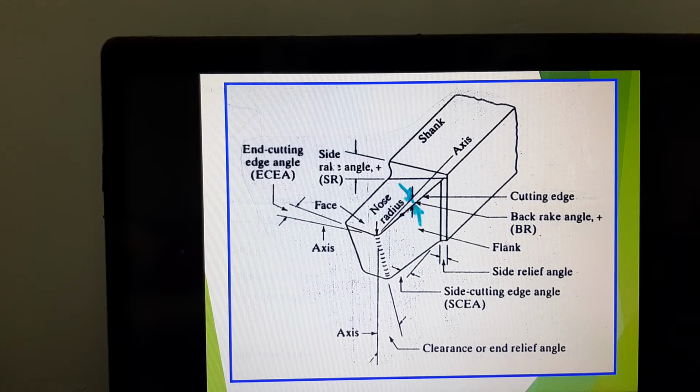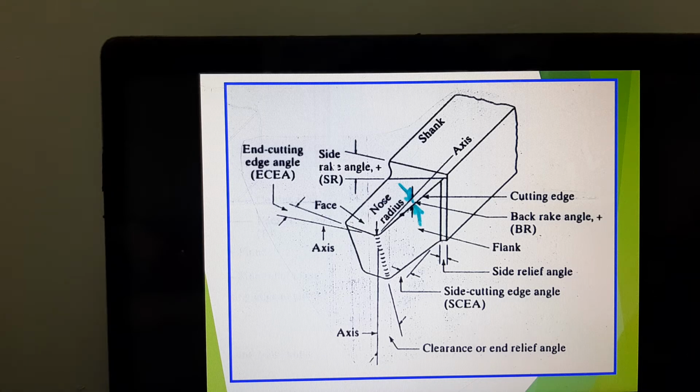You have another important angle here called back rake angle. What is back rake angle? You have two types: the positive back rake angle and the negative back rake angle. So what is a positive back rake angle?